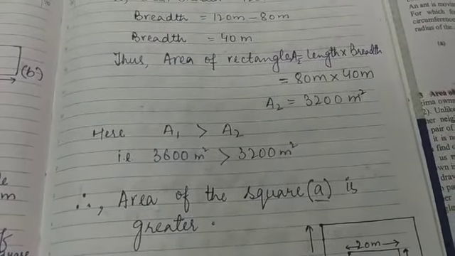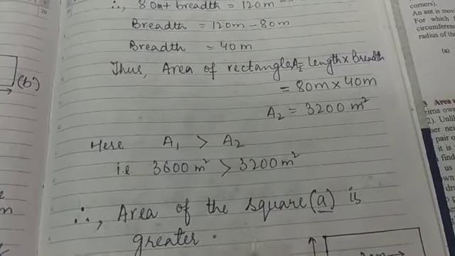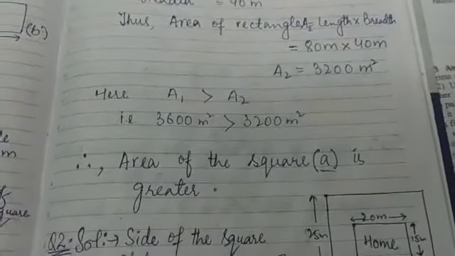अगर आप बोलते हैं कि कितना ज़्यादा है, for that what we have to do, we have to subtract these areas. तो वो 400 मीटर स्क्वायर हो जाता कि वो उतना उससे ज़्यादा था.